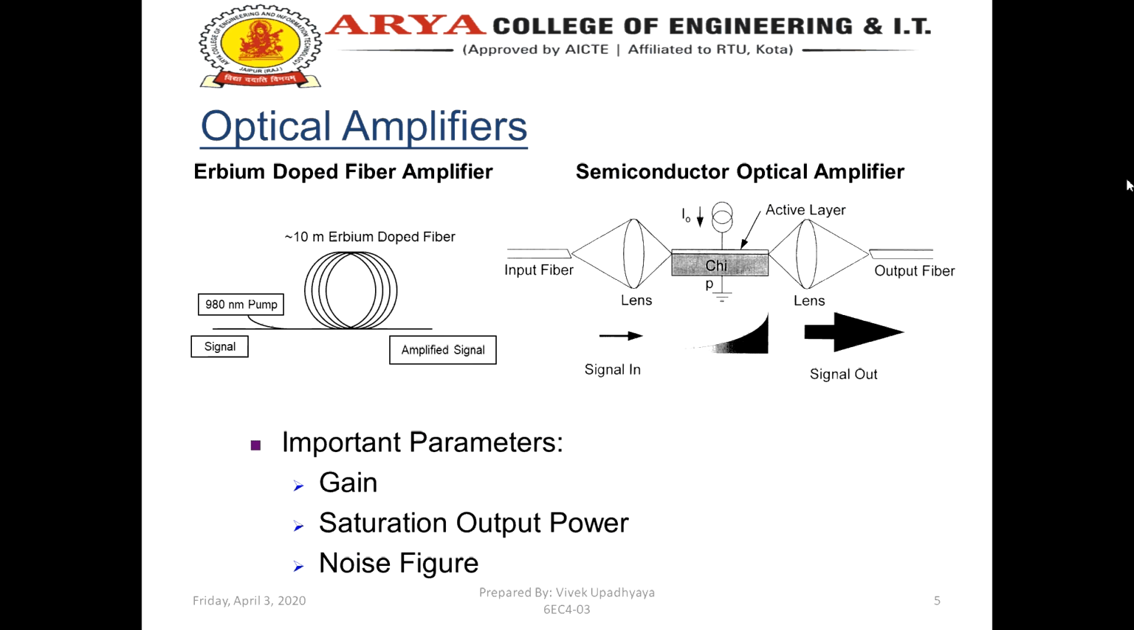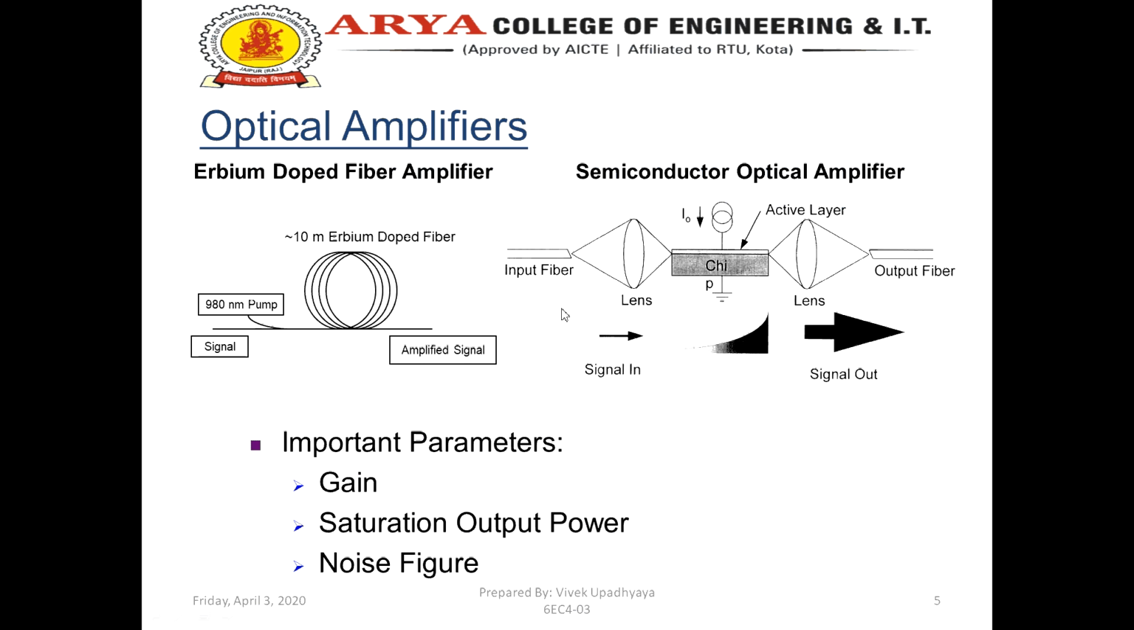Now, this is the diagram for the erbium doped fiber amplifier. You can see here the 980 nanometer pump. Then the length which is used for the erbium doped fiber is about 10 meters. Here we insert the input signal and here we get the amplified signal.